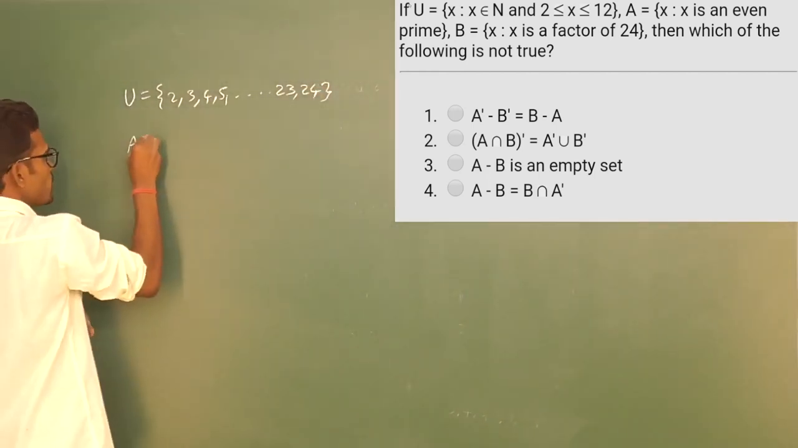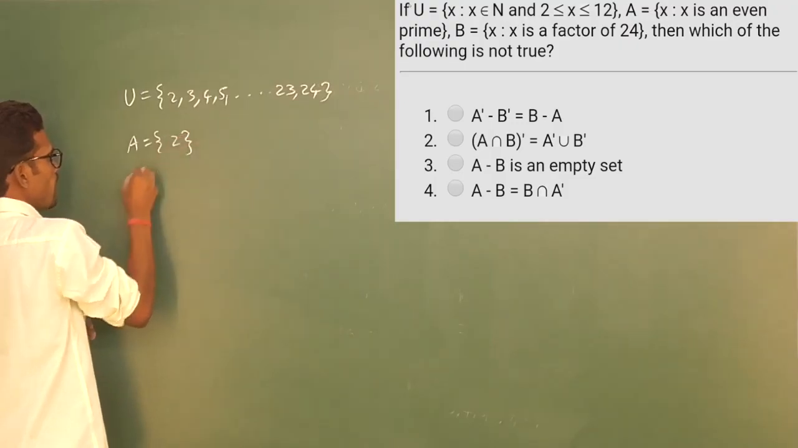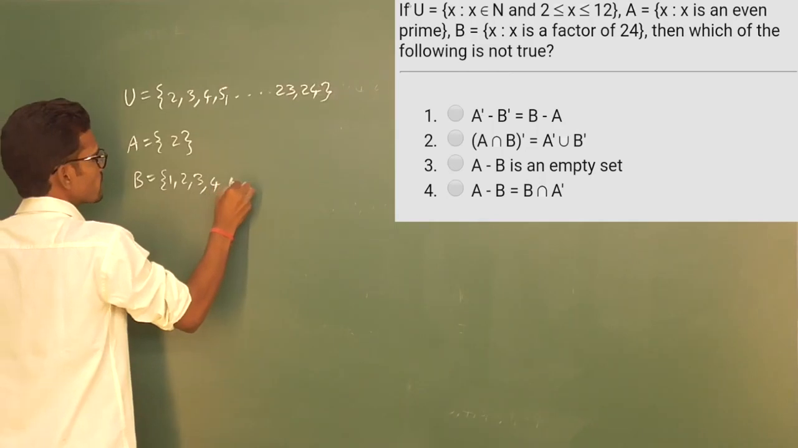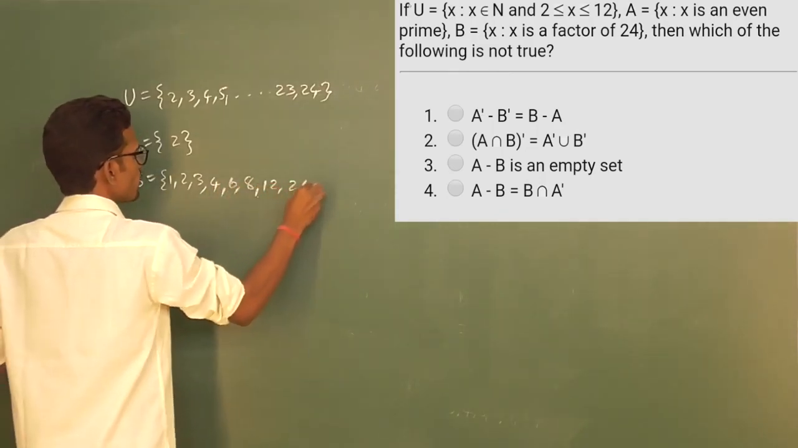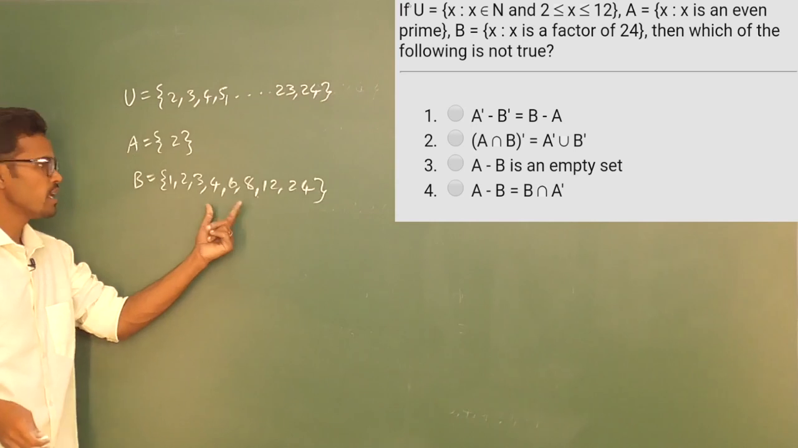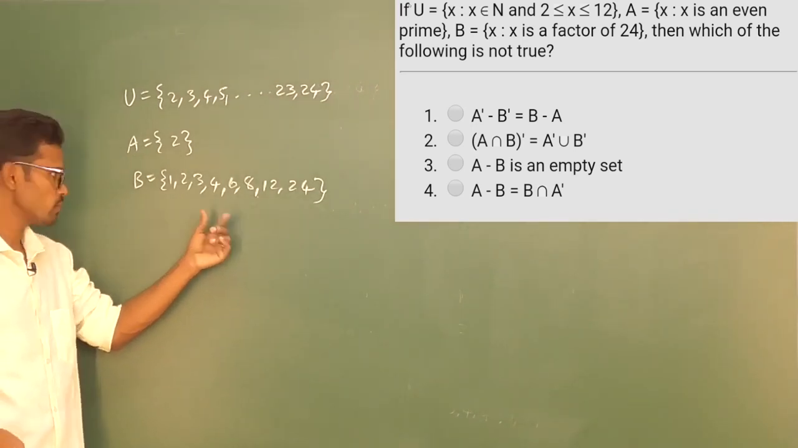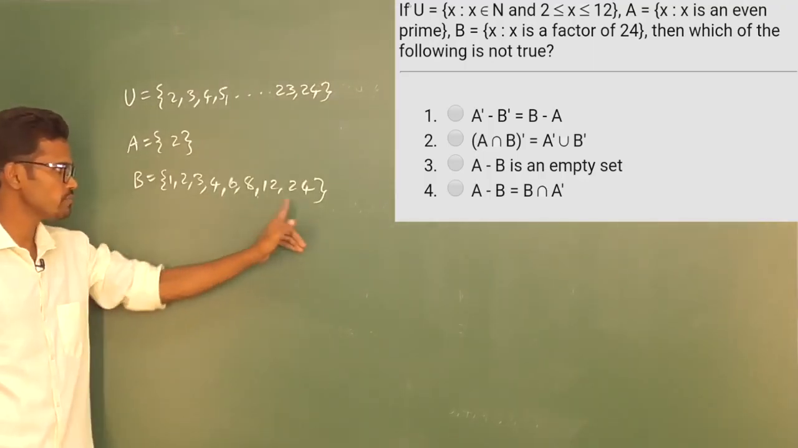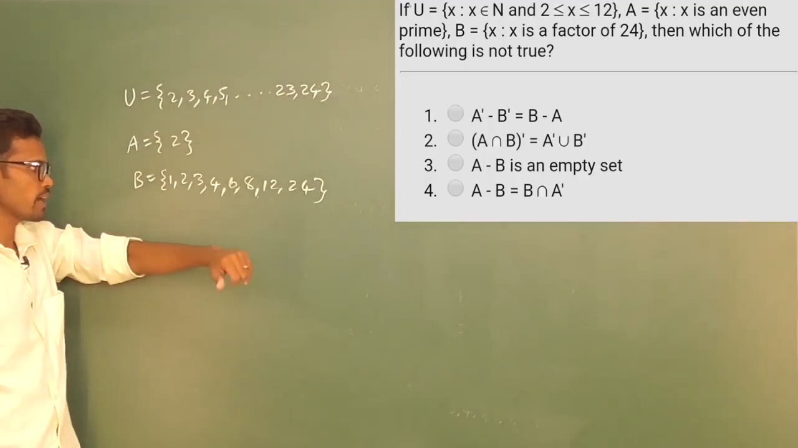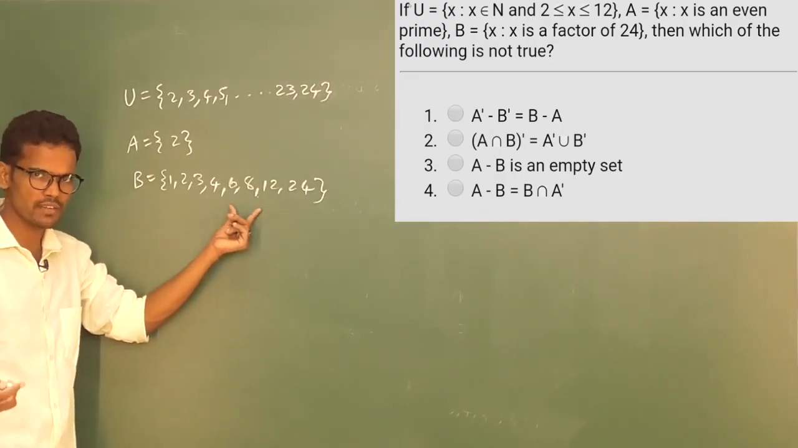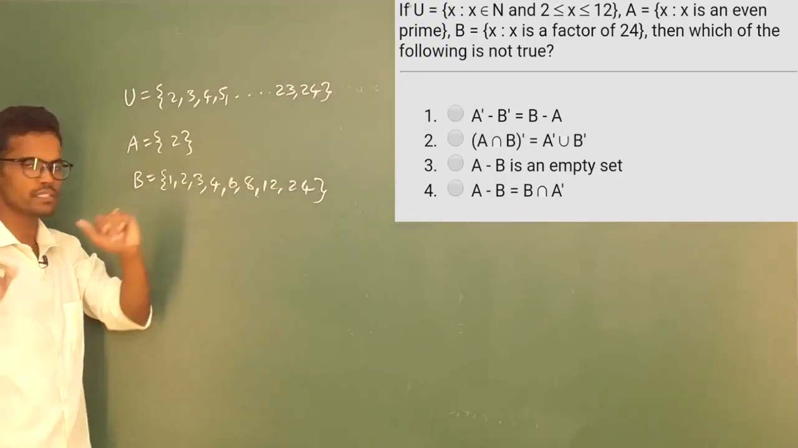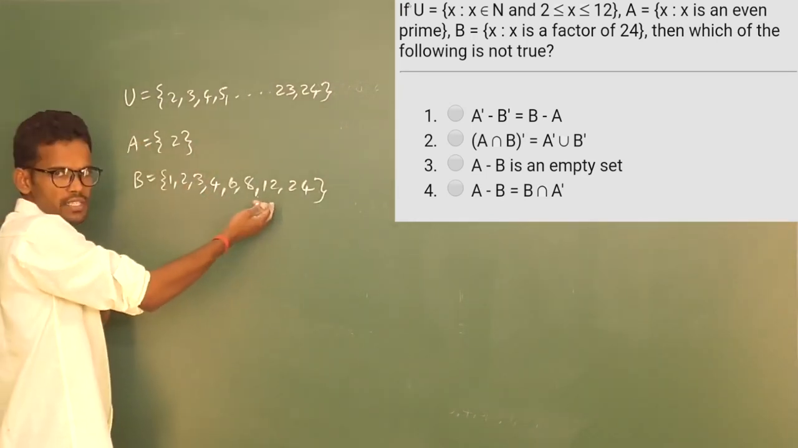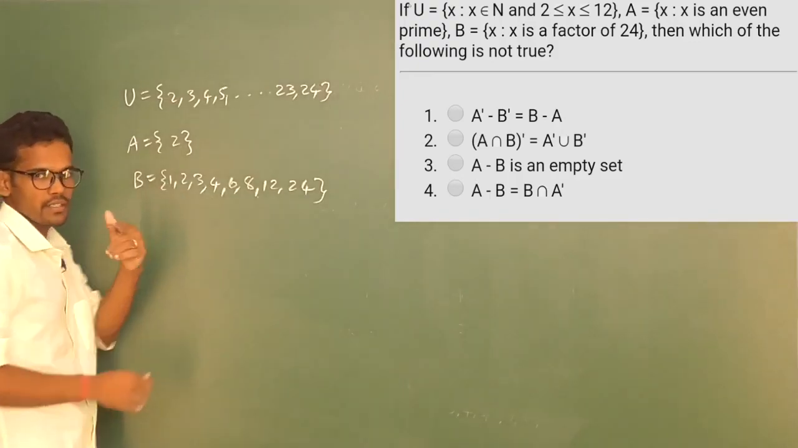Again, even prime number, A is equal to 2 and B is equal to 1, 2, 3, 4, 6, 8, 12, 24. Sir, why are you writing like this? The factors of 24, what are they? 1, 2, 3, 4, 5 is not a factor of 24. Similarly, these are the factors. Just check whether there is any other factor. That's it, right? So B is this. So once I find the factors of 24, let us see the options.